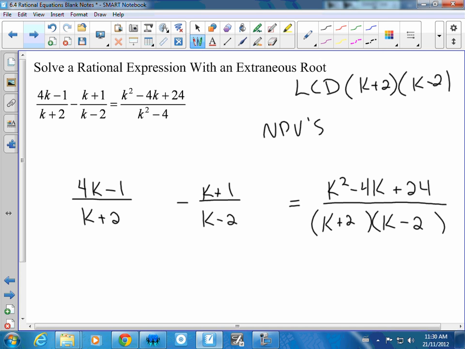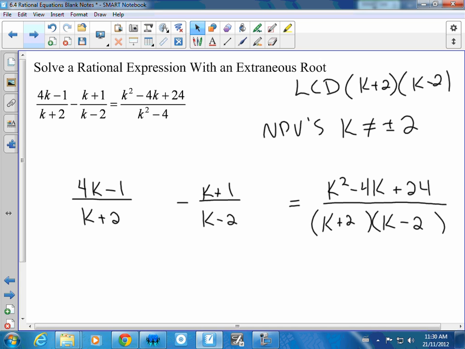Okay, what are our NPVs, guys? Look at the bottom. Okay, so k cannot be plus or minus 2. So, this is what we got so far. We looked at our question. We factored it. We figured out the LCD. We figured out our NPVs. So now we got to take each of the terms, each of the rational pieces, and multiply it by what? The LCD. So I'm going to put it now.